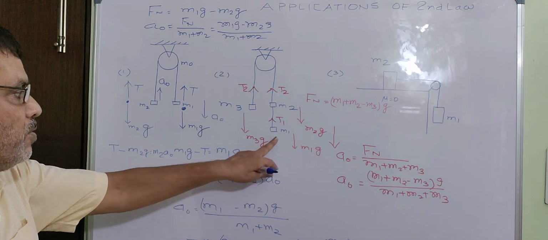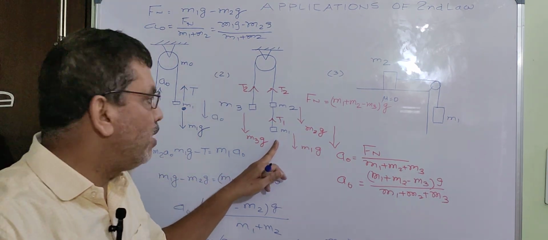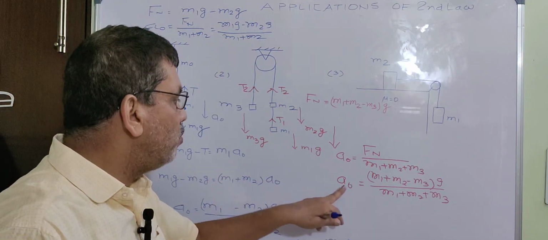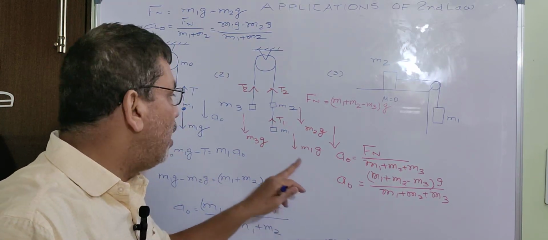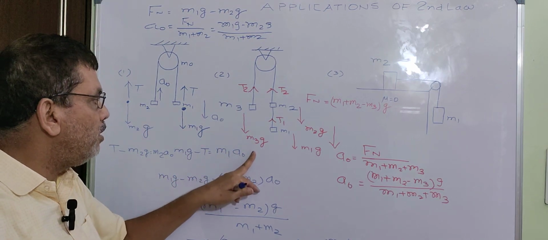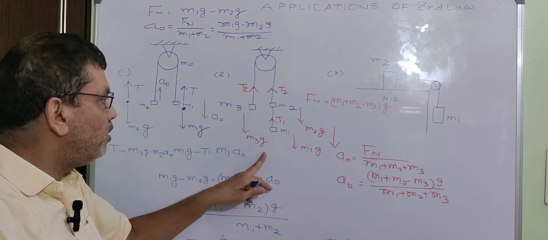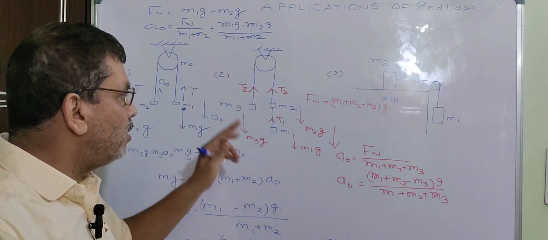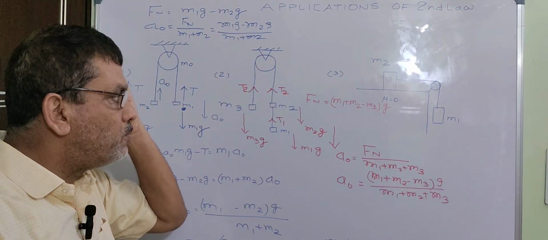So just by drawing the free body diagram of this one, we can find out the tension T. M1g minus T1 will be M1 into A0, right? And for T2, T2 minus M3g is M3 into A0 in the vertical upward direction. So you can find out T2 also.